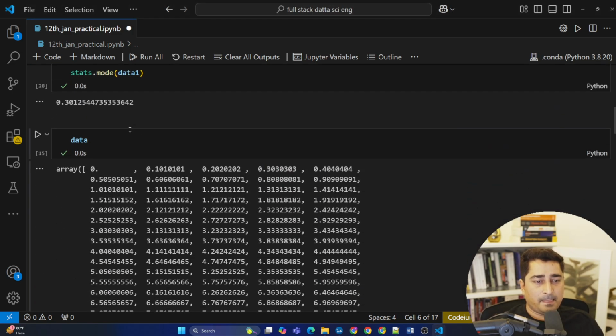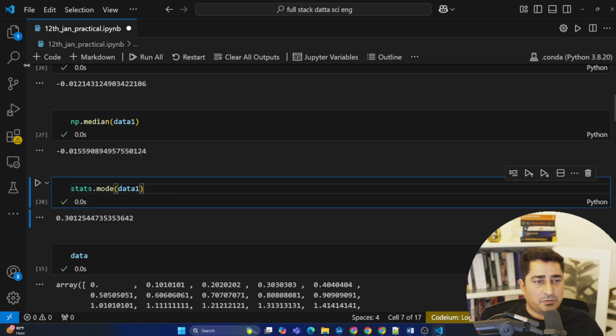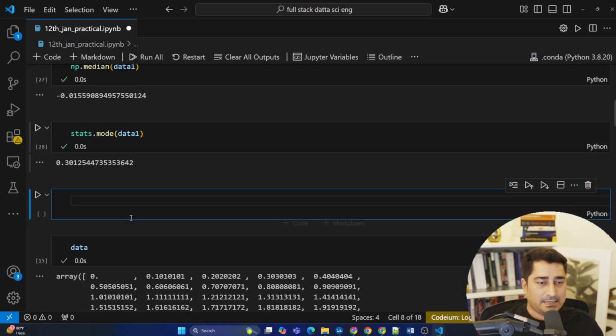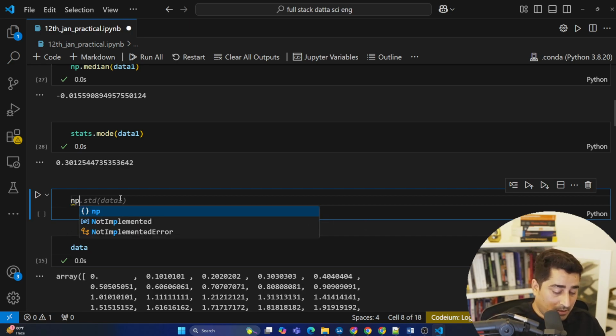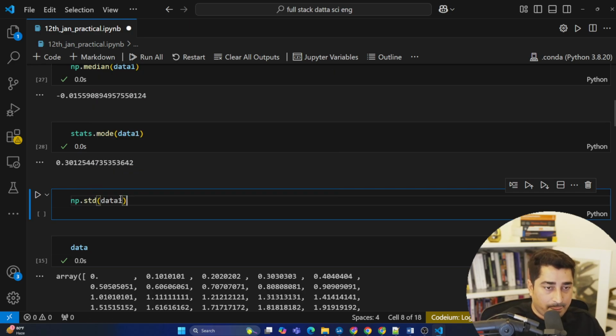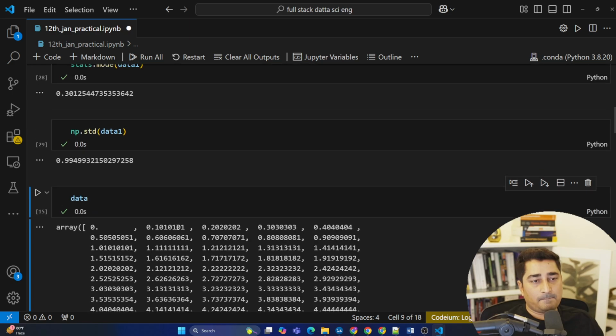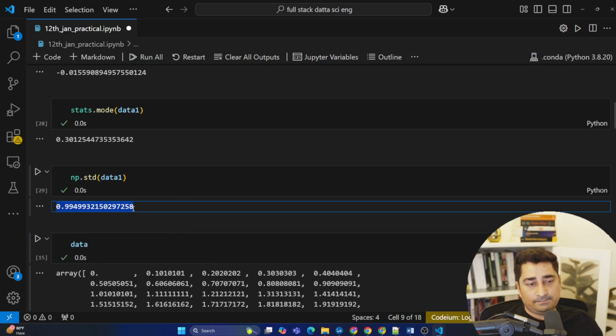So data one, if I calculate directly the standard deviation, numpy.std and then data one, it's close to 1. It's 0.99, right? So yes, I'm able to verify that the standard deviation of this data set is close to 1. So mu is equal to 0 and standard deviation is close to 1. So this data is a standard normal distributed data set.